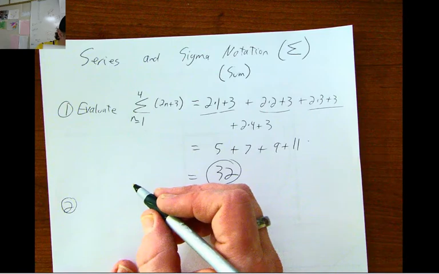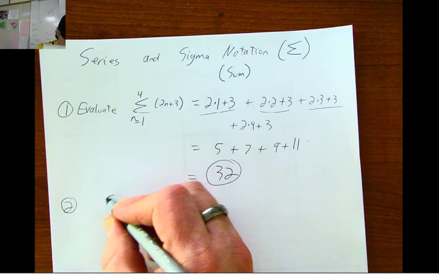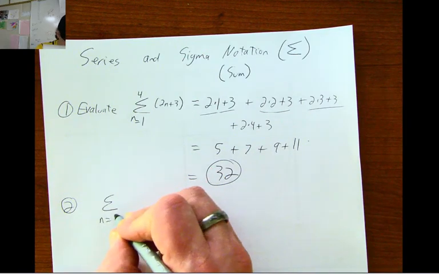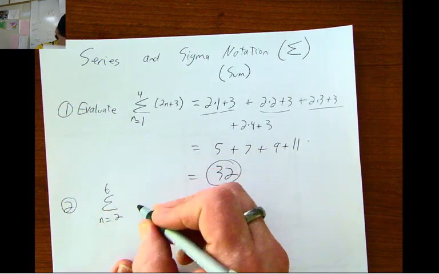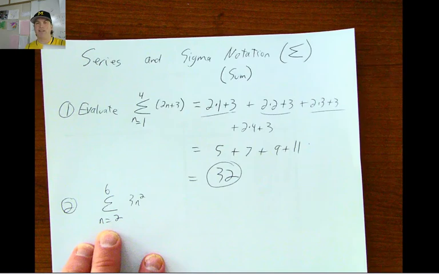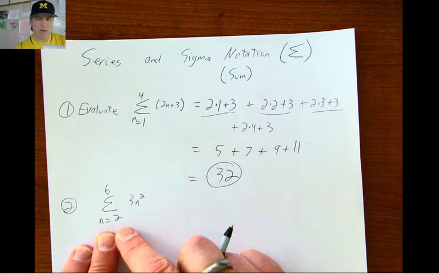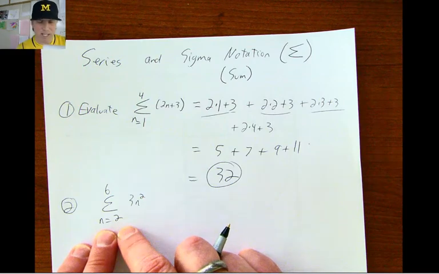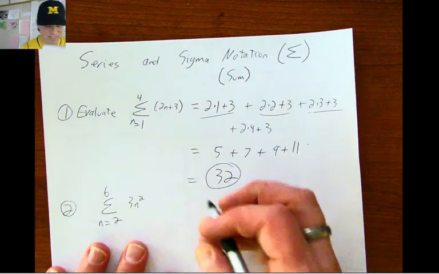Number 2, let's do one more of these. Sigma n equals 2 up to 6 of 3n squared. So typically we start a series with either an n equals 0 or an n equals 1. But truthfully, it could start anywhere. And in this case, it starts at 2 and it ends at 6.